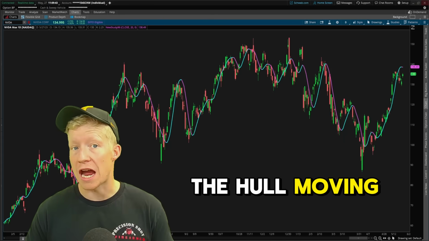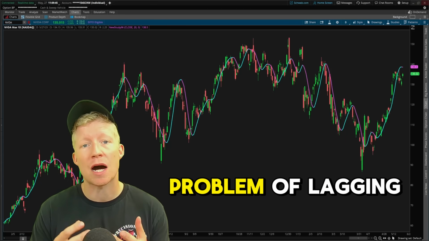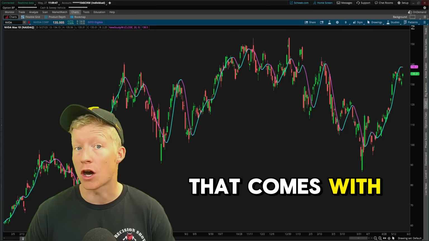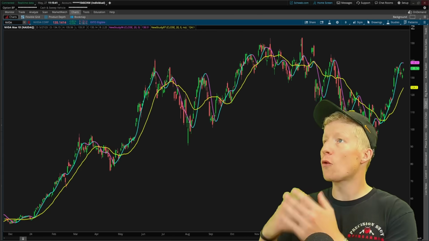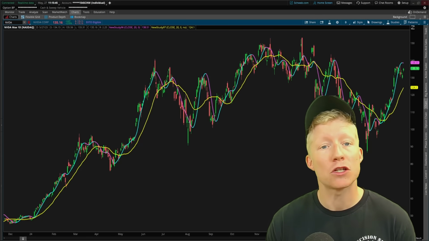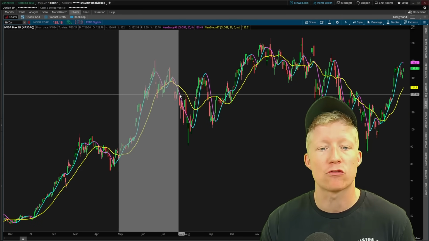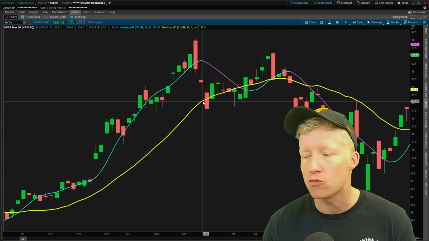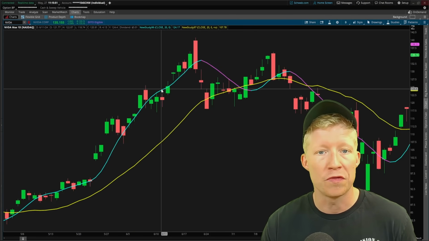The Hull moving average was created to address the problem of lagging that comes with other moving average types. For example, I am now running both the 20 length Hull moving average and the 20 length simple moving average on this chart, and I want to zoom in and focus specifically on this move here.